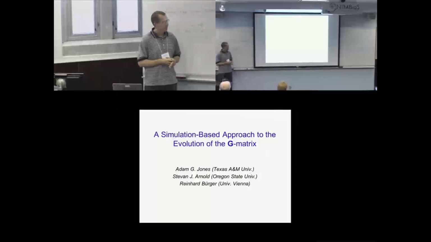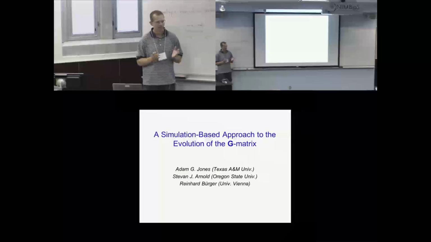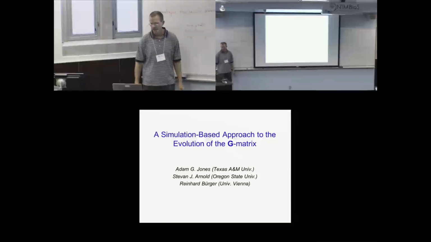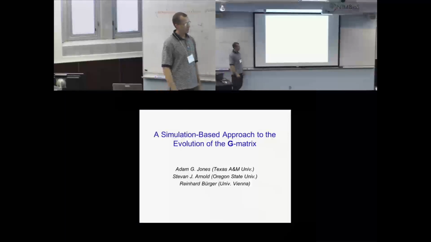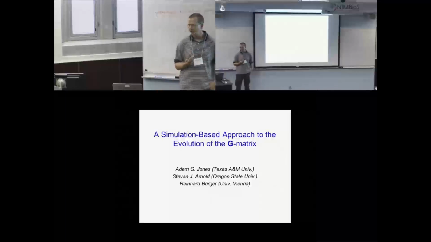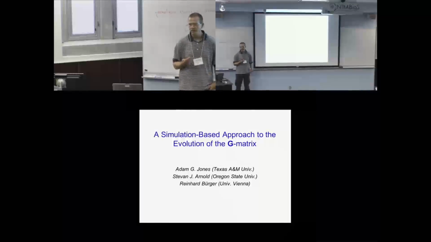Today, I'm going to talk about some of the results that we've obtained over the last 10 or 15 years working on the evolution of the G matrix. The idea is to give you some intuition for how the G matrix responds to various evolutionary processes, right?